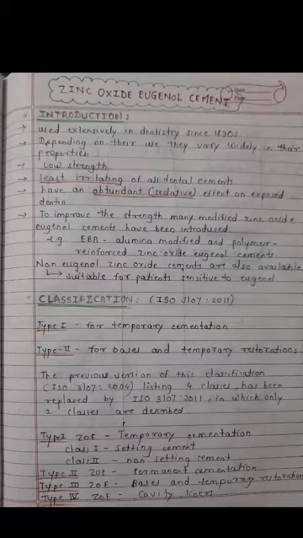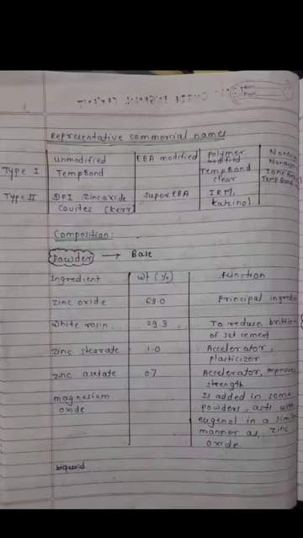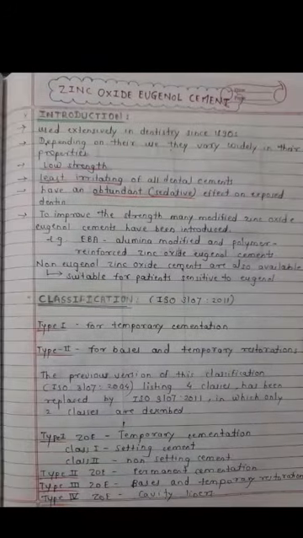Type 2 zinc oxide eugenol cements are used for permanent cementation. Type 3 zinc oxide eugenol cements are used as bases and temporary restoration. And type 4 zinc oxide eugenol cements are used as cavity liners. So this is the older classification, and the newer classification is type 1 and type 2. Type 1 is used for temporary cementation and type 2 for bases and temporary restoration. This is about the classification.